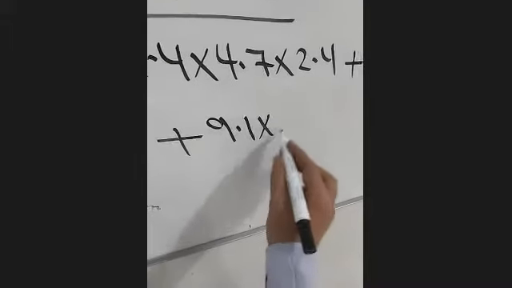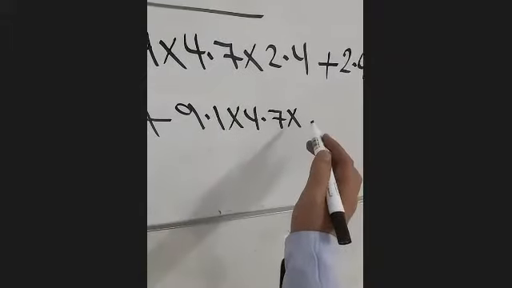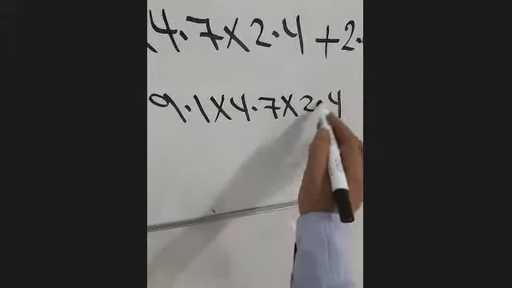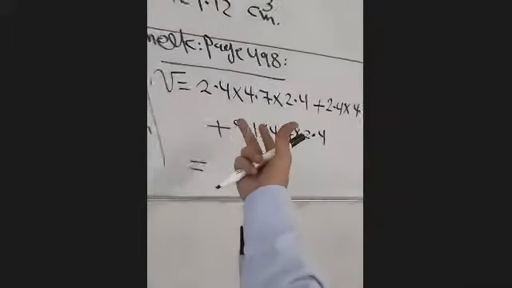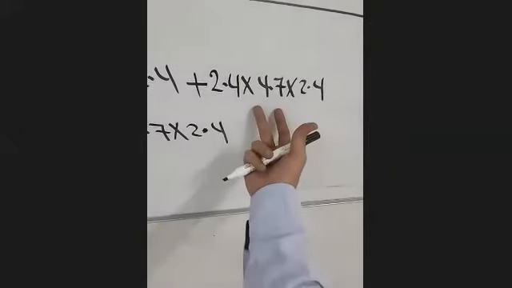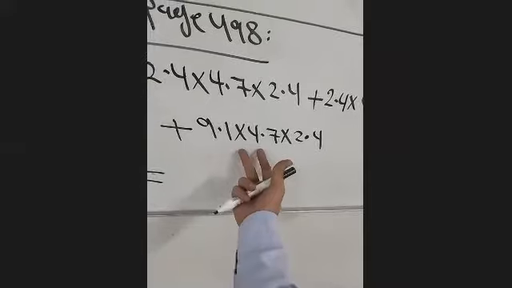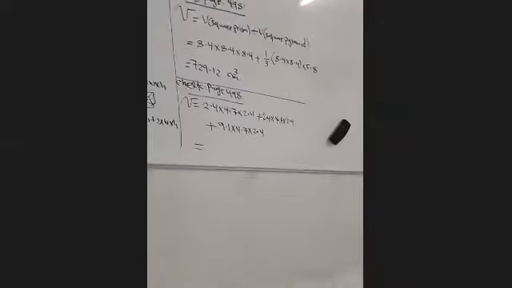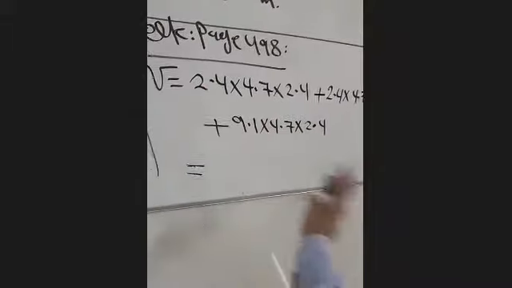9.1 multiply 4.7 multiply what? The height? 2.4. Good. What I did here, guys, I have three sections. This is the volume of the lower part to the left, the volume of the lower part to the right, and the volume of the big part, the upper one, right? Now use your calculator. Multiply and add in one step, you'll find the answer.